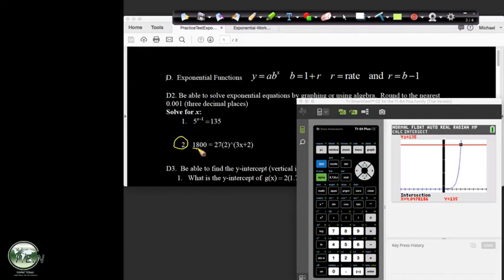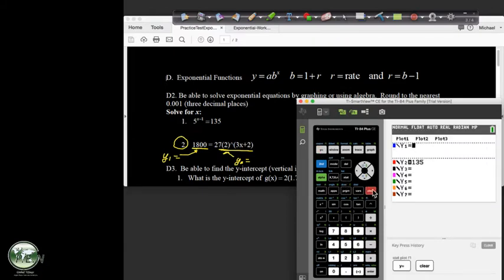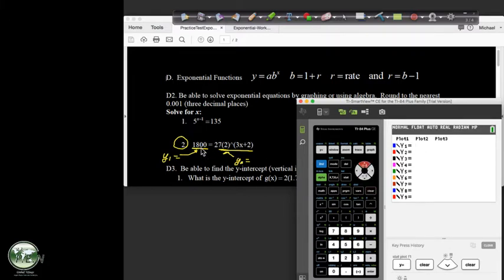Okay. So this one's a little different. It's got the number on the left-hand side, but that's okay. And a little bit more complicated function on the right-hand side. But again, we put the left-hand side in the graph as y1, and the right-hand side in the graph as y2. Clear, clear. So we're going to put in 1,800 for y1, and that's all that goes in there.